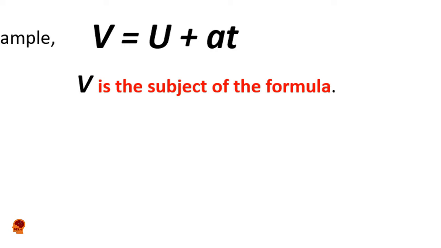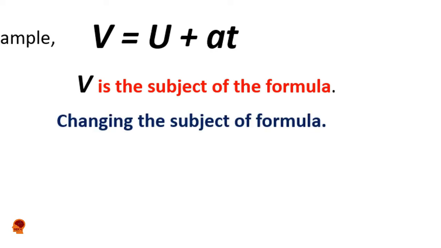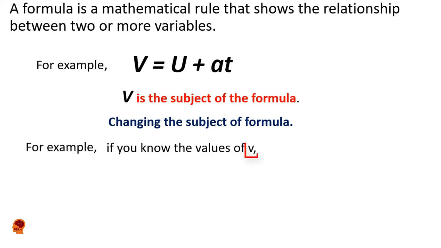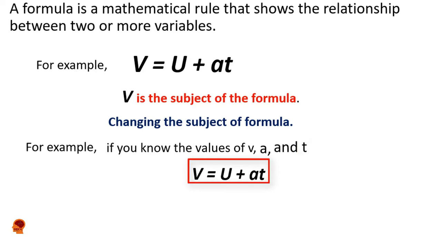Depending on the information you are given and the variable you want to find, you might need to rearrange the formula. This is called changing the subject of a formula. For example, if you know the values of V, A, and T in the formula V equals U plus AT, and you want to work out the value of U, you would need to rearrange the equation as I'm going to show you now.